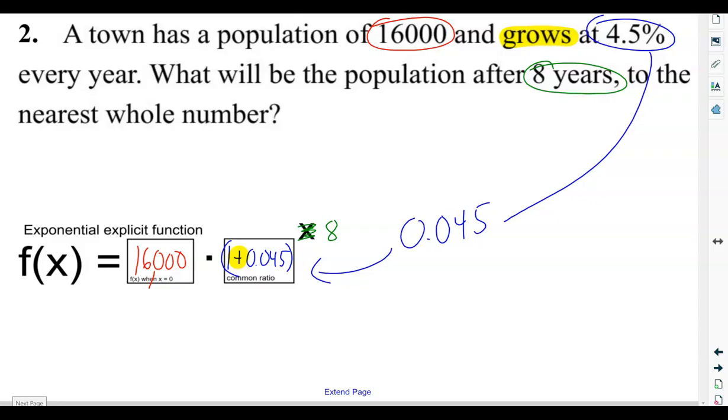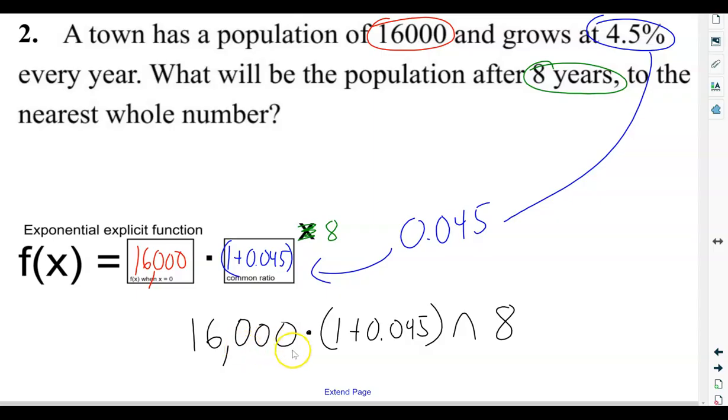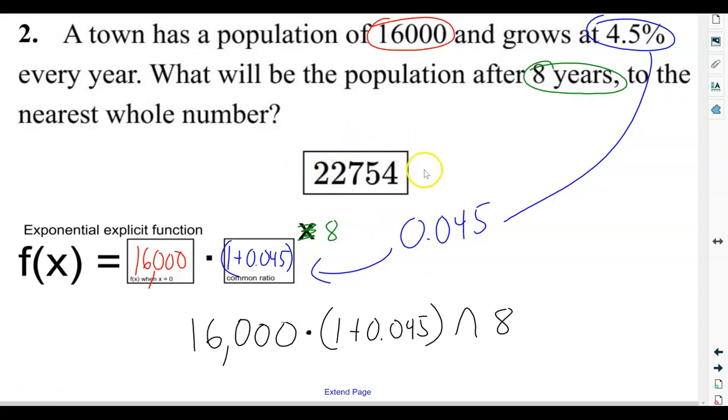So the last thing to do is to put it in the calculator. So what do we put in the calculator here? We've got 16,000 times, open parentheses, 1 plus 0.045, close parentheses, raised to the 8. Once you do that, you're going to have this big number. Again, it may be a decimal, but because we're rounding to the nearest whole number, we're going to round this up. If it is 4 or less, leave it alone. If it's 5 or higher, round up.